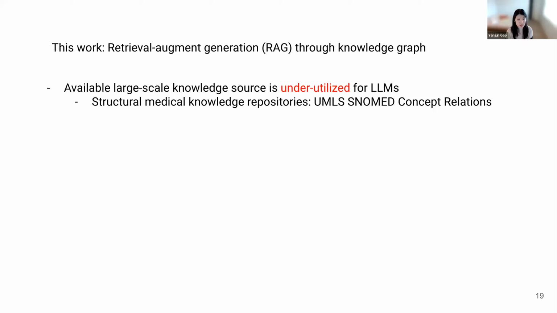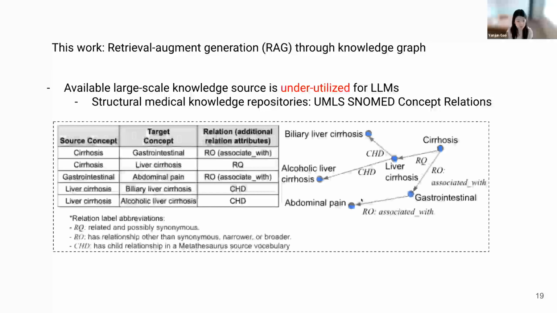So this work utilizes a retrieval augmented generation framework using a knowledge graph. There are available large-scale knowledge graphs or knowledge sources that are being underutilized for LLMs. The National Library of Medicine's UMLS, the Unified Medical Language System, is one of them. If you're familiar with the NLM's UMLS, you know that it provides millions of concepts and millions of concept relations, or semantic relations between concepts. Using those concepts and relations, we're able to build the knowledge graph shown here, where we have the source concept and the target concepts. And the edges are the semantic relations between these concepts.